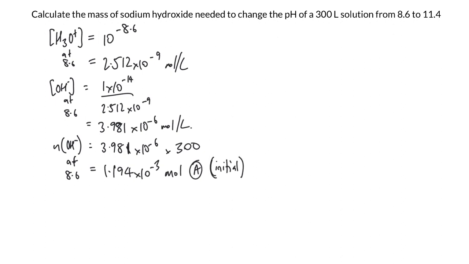Now that's actually quite a small number, and that makes sense because 8.6 is quite close to 7, and there are very, very small concentrations. So it's a relatively small amount of moles of hydroxide ions to begin with.